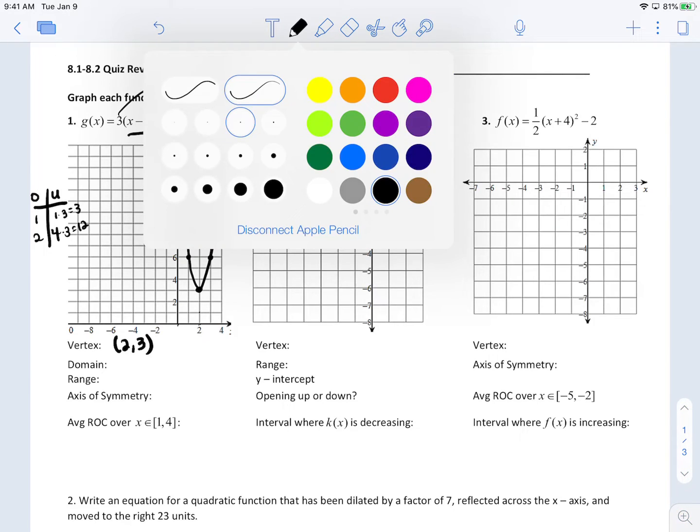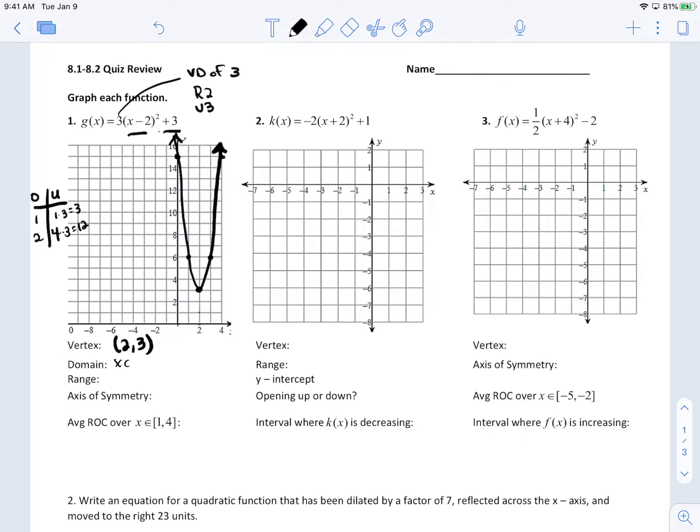Hopefully you guys remember domain and range for a parabola. Domain is always negative infinity to infinity, or you can say all real numbers. Range, since it's opening up, our lowest point, which is here at 3, is going to be with the bracket, and then it's going up forever, so it's going towards infinity. We have an axis of symmetry that goes down the middle here, so that's x equals 2.